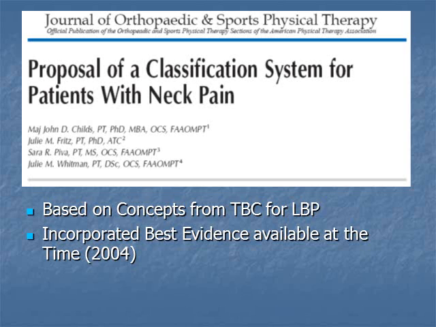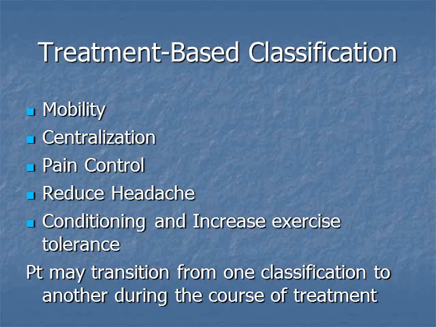So in 2004, there was a proposal of a treatment-based classification, and this was developed incorporating the best evidence available at the time. Here they came up with 5 categories: mobility, centralization, pain control, reduced headache, conditioning and increased exercise tolerance, and pain control. At this point, I felt much happier. I felt I could keep track of 5 different categories.